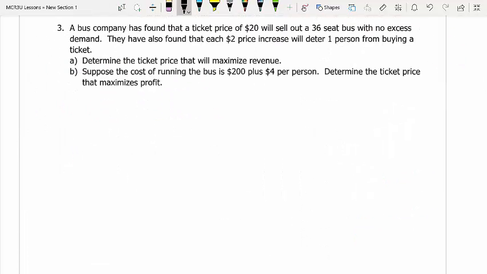Number 3, a bus company has found that a ticket price of $20 will sell out a 36-seat bus with no extra demand. They have also found that each $2 price increase will deter one person from buying a ticket. Part A, determine the ticket price that will maximize revenue.